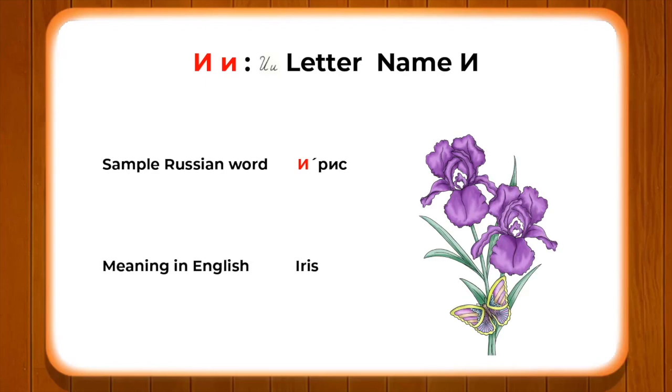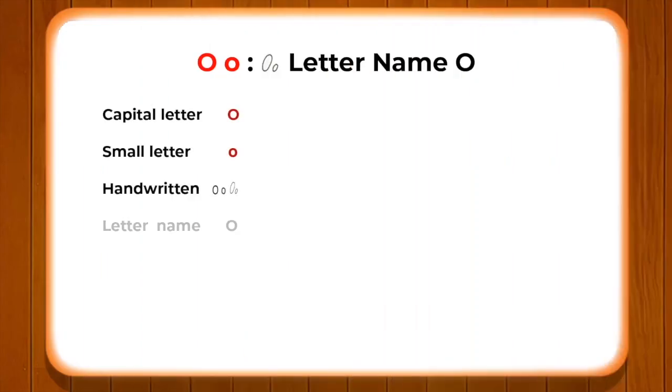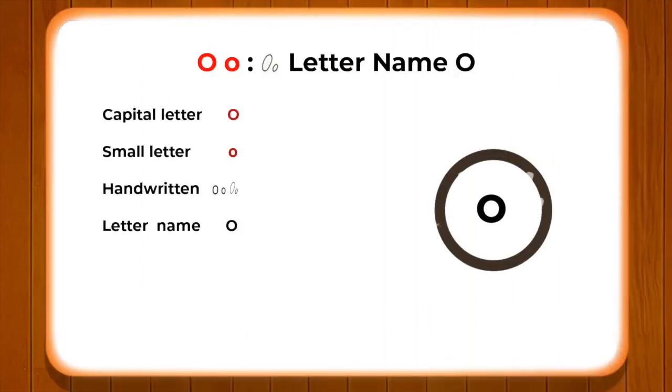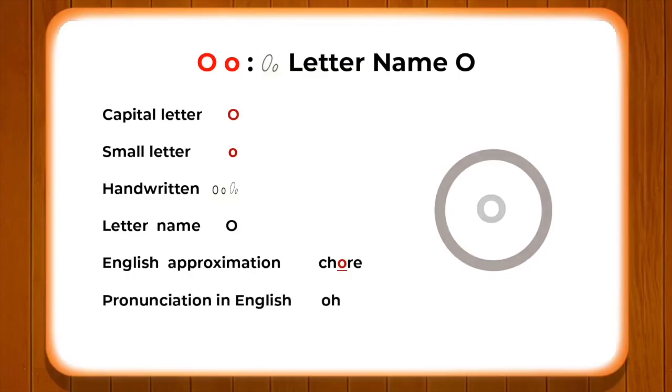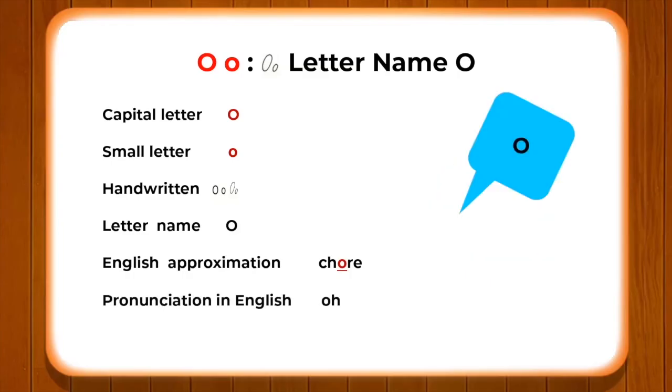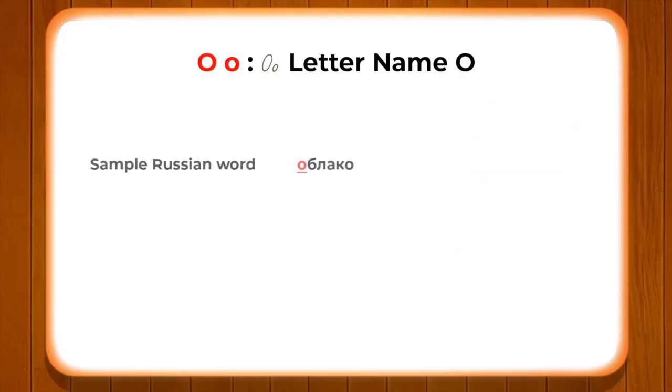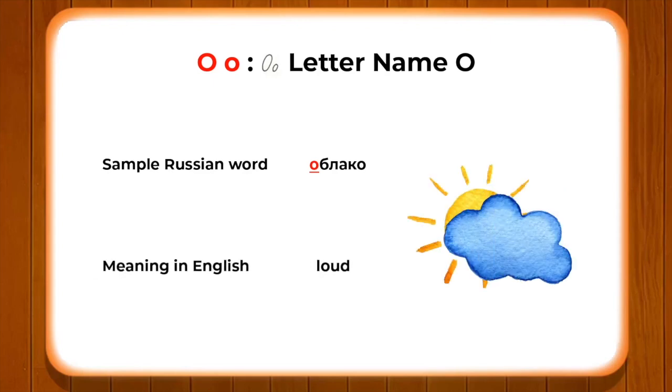Alright, now let's go to the next letter. The letter is O, and with the help of an English approximation we can pronounce the letter O as in chore. A sample Russian word which we have, so that we can master the sound of letter O, is oblaka, which means cloud.